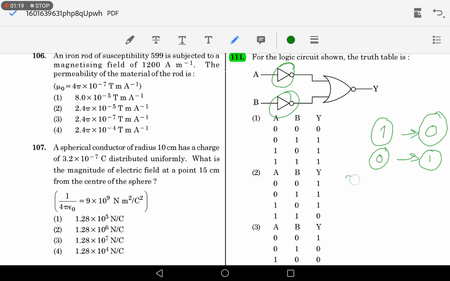The second type of gate is the OR gate. This is the symbol of the OR gate. And the NAND gate is indicated as follows. This is the NAND gate. This is the OR gate and this is the AND gate. The NOR gate is symbolized by adding a circle before it. So this turns to be NOR and this turns to be NAND.